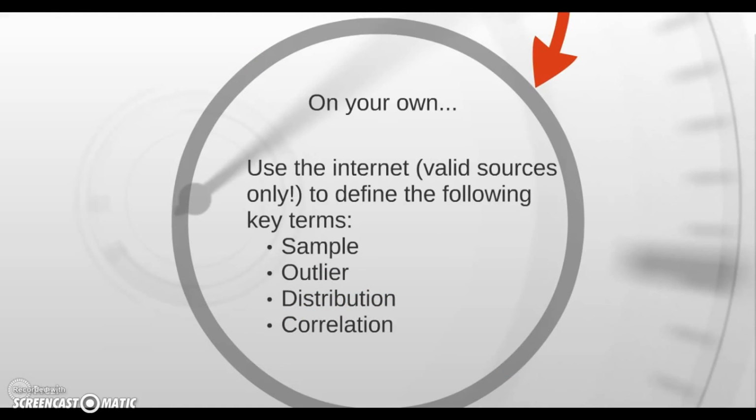And lastly, on your own, I want you to use the internet. Remember, valid sources only. It's very important that you guys use credible sources that have very reliable information. And I want you to define the following key terms: sample, outlier, distribution, and correlation. Now, all of these words are going to have many different meanings, and I want you to find the most relevant mathematics definition for all of these words.